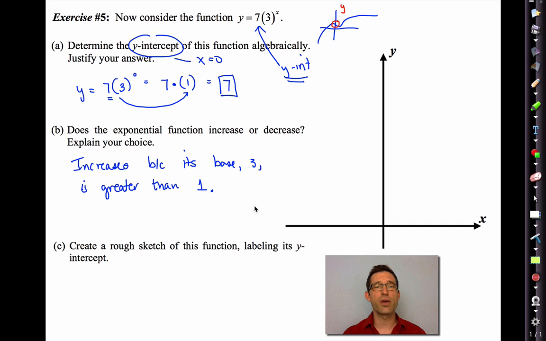Now letter C, it says create a rough sketch of this function labeling its y-intercept. Well, here's the thing. All exponential functions that increase essentially look like this. The only difference really is how fast they increase and where they cross the y-axis. But that's it. That is a perfectly good graph of this exponential function. All right. Well, I'm going to clear this out in just a bit, so pause the video now, and then we'll move on.